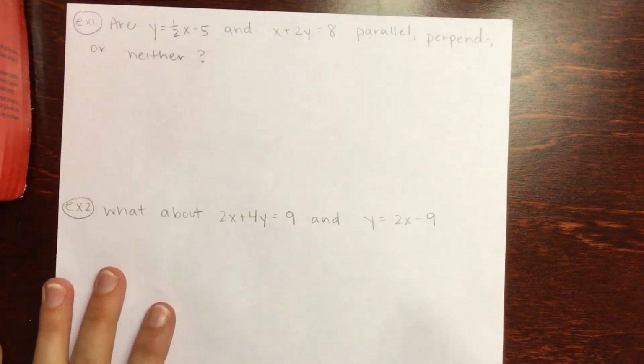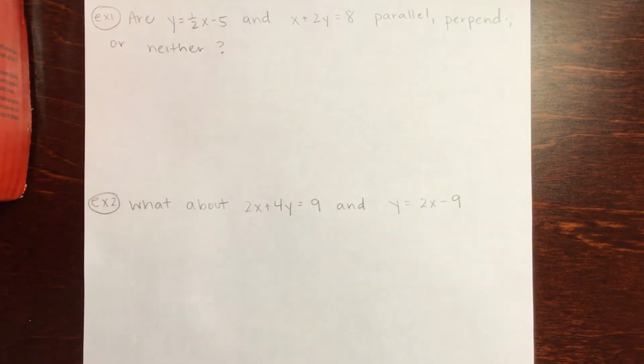So let's do some examples. Example 1: are y equals 1/2 x minus 5 and x plus 2y equals 8 parallel, perpendicular, or neither? Parallel and perpendicular purely compare slopes. They are defined based on slopes. So all we have to do is compare the slopes of these two equations.